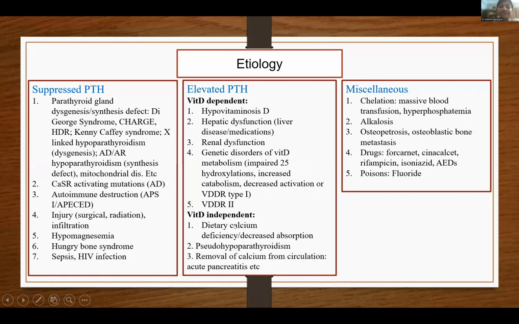Sometimes they can be completely vitamin D independent also. For example, if calcium itself is deficient in the diet, or if there is malabsorption, or if there is pseudohypoparathyroidism, where parathyroid hormone is elevated but not able to act on the receptors, or in conditions like acute pancreatitis, where the calcium is getting removed from the circulation. And other conditions like chelation, as in massive blood transfusion, and hyperphosphatemia, as in tumor lysis syndrome, can cause calcium levels to fall rapidly without affecting the PTH levels. Alkalosis can decrease the ionized calcium fraction. Osteopetrosis and osteoblastic bone mets can cause increased calcium uptake into the bones, thereby causing hypocalcemia. Various drugs and poisons can also cause hypocalcemia.